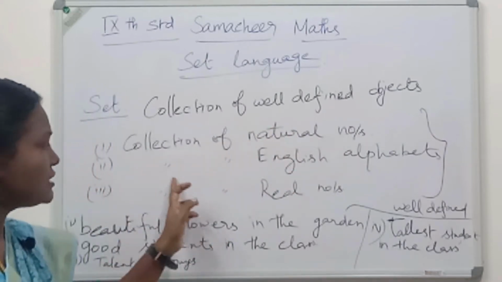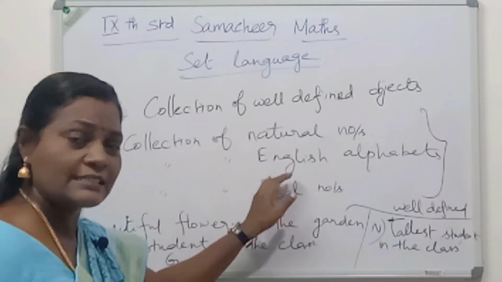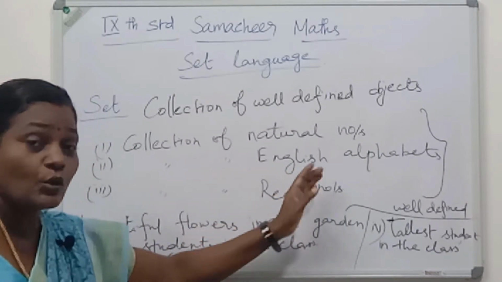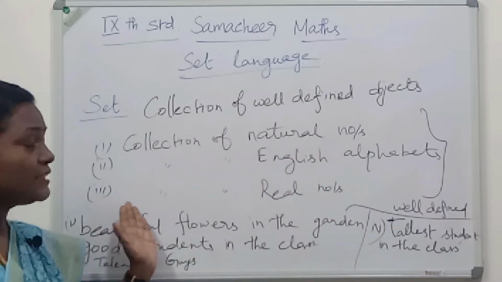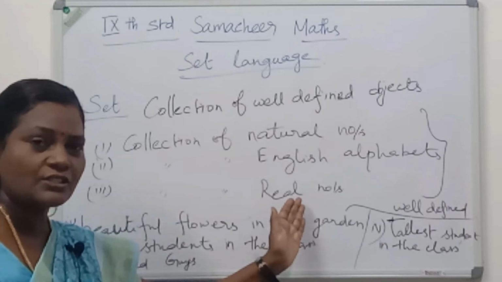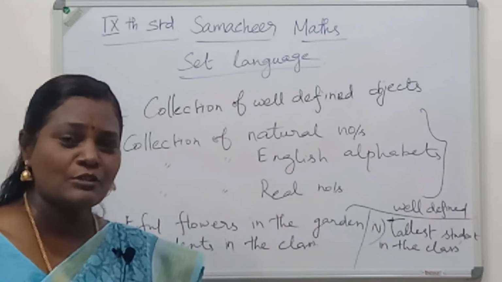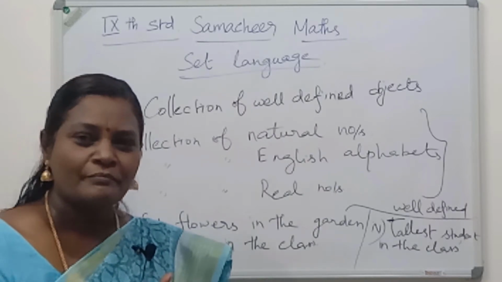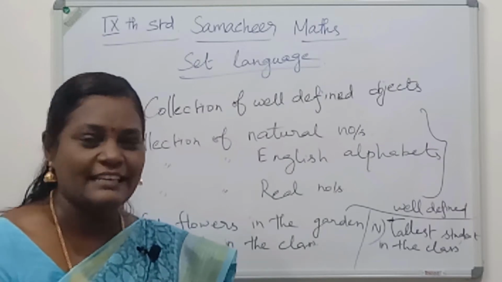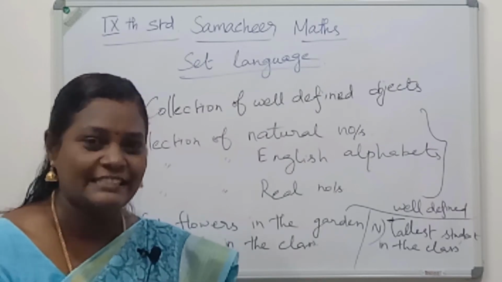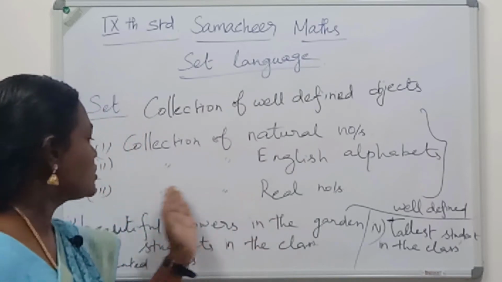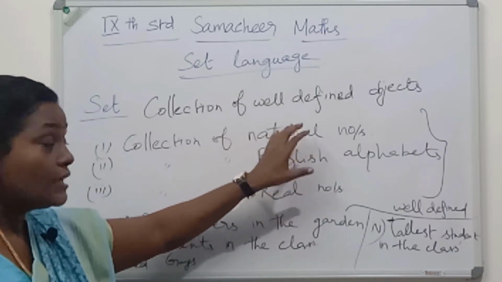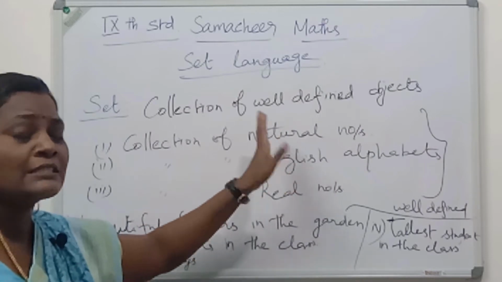So we can say this collection is a set. Likewise, the second one is the collection of English alphabets. In this collection, we have only the English letters A to Z. It is well defined, so this collection is a set. The third example is the collection of real numbers. What are real numbers? Natural numbers, whole numbers, integers, rational numbers and irrational numbers are all called real numbers. So in this collection we have only real numbers. All these three examples are sets, because they are well defined.